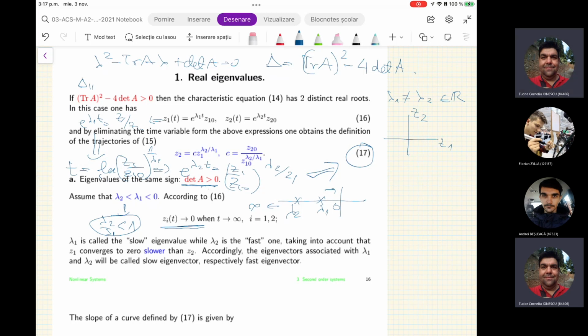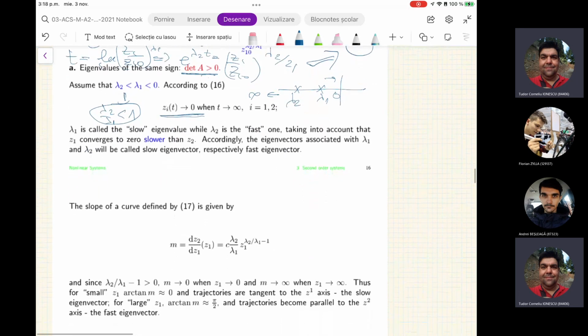Okay, so z1 converges to 0 slower than z2. That's the idea. Accordingly, they say here the eigenvectors associated to lambda 1 and lambda 2 are going to be the slow and the fast eigenvector, respectively. Okay? So we are going to do this combination.